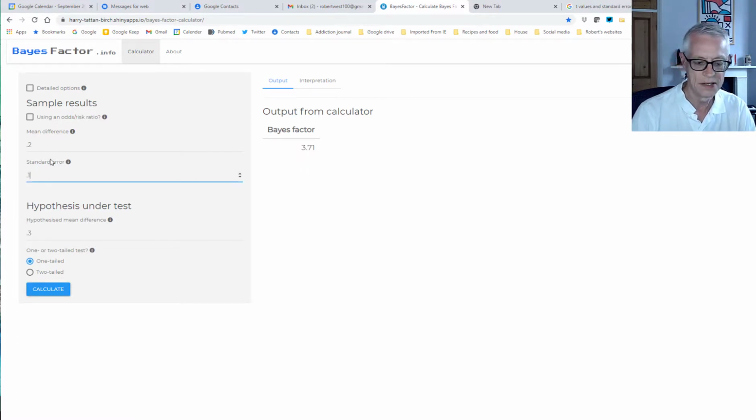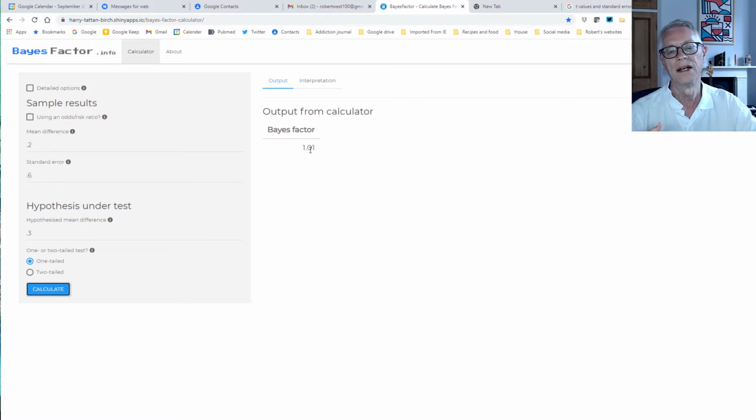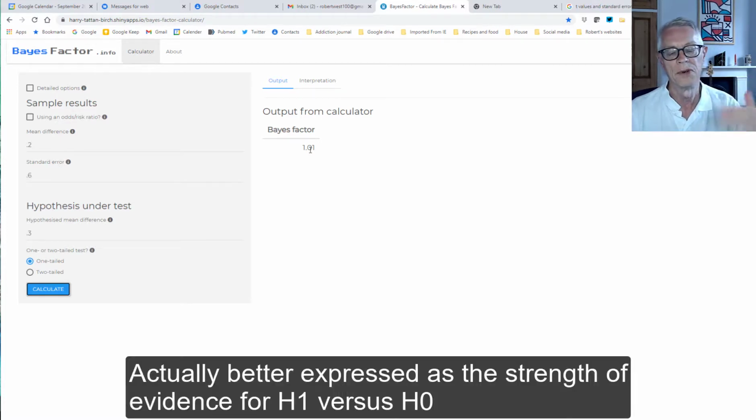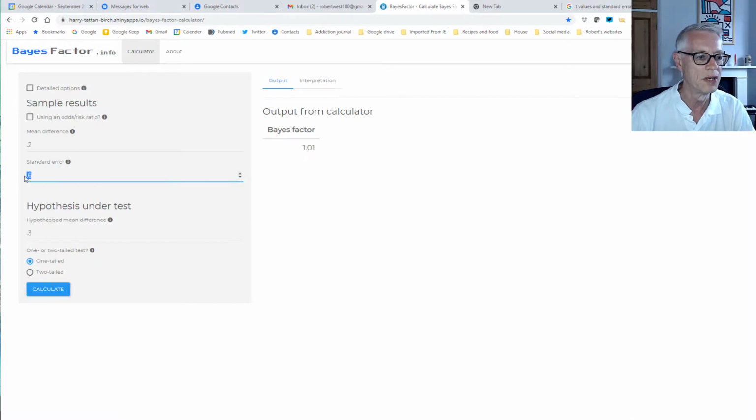If the standard error was, let's say, 0.6, then you can see that the data are equivocal, very, very nearly 1. That's the ratio of the likelihood of the experimental hypothesis being true versus the null, about 1. So you can see it's responding as you would hope it would to the size of the standard error. The smaller the standard error, the more confident you can be that whatever figure you've got is the right one. And it'll also respond, obviously, to the size of the effect.